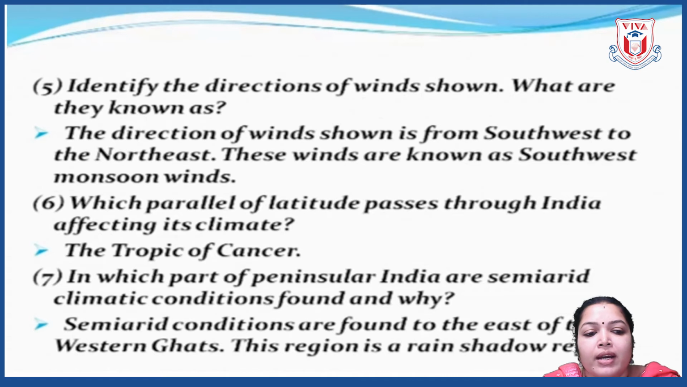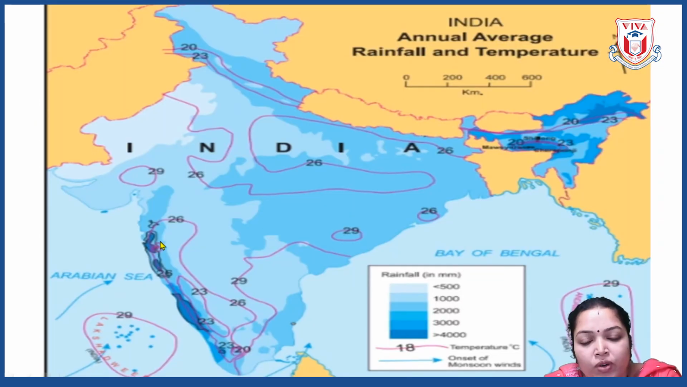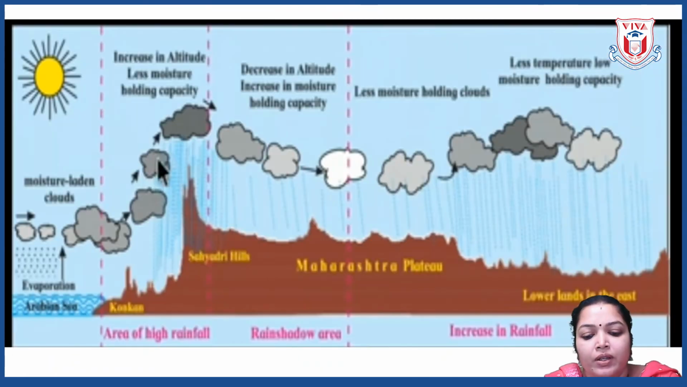And in which part of peninsular India are semi-arid climatic conditions found, and why? So, semi-arid conditions are found east of the Western Ghats, and this region is known as the rain shadow region. See students, once we cross the Western Ghats, this region is the semi-arid region. Now, how is this region found as a semi-arid region? See here, this is the picture of the Maharashtra plateau. See students, where the clouds are formed, because of the Sahyadri hills, they obstruct it. So, these clouds have to rise higher and higher. As they rise higher and higher, they give heavy rainfall in this region.